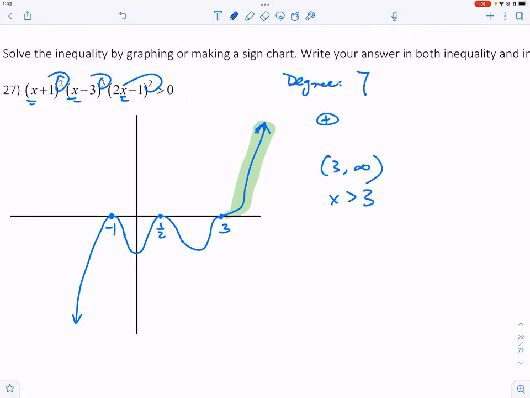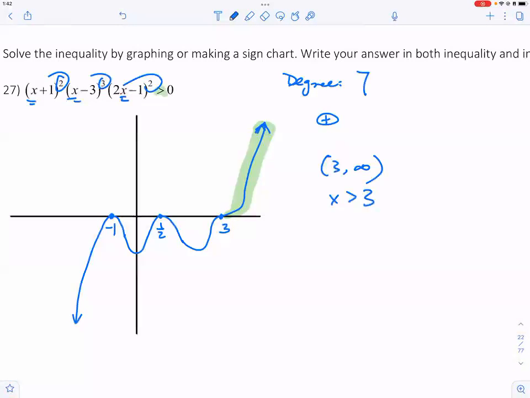(3, infinity). Okay. Now, this question reminds me of another question that was on the test a few months ago. It was not a greater than sign. It's actually a greater than or equal to sign. Now, if I change this into a greater than or equal to, how would the solution change as a result?